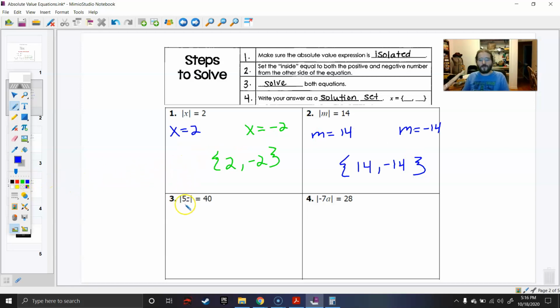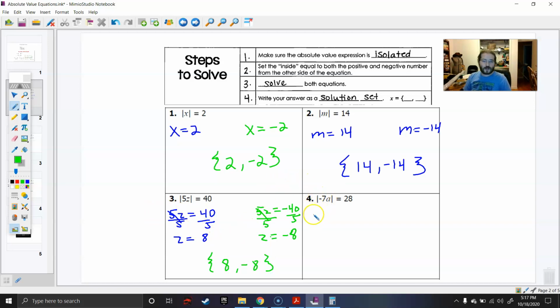All right, this one, our first one's going to be 5z equals 40. And then our second one's going to be 5z equals negative 40. And then we just solve each one of these. We're going to divide both sides by 5. So z is going to be equal to positive 8. And then for this one, we're going to divide by 5 again. Z is going to be equal to negative 8. So our solution set is 8, negative 8 for this one.